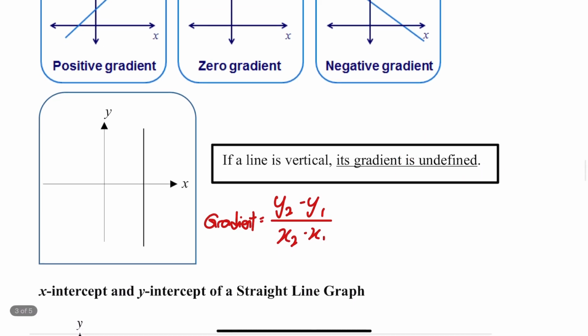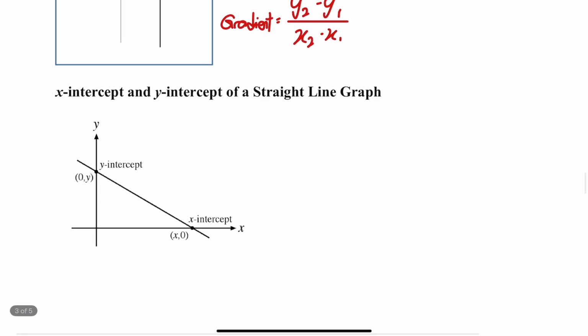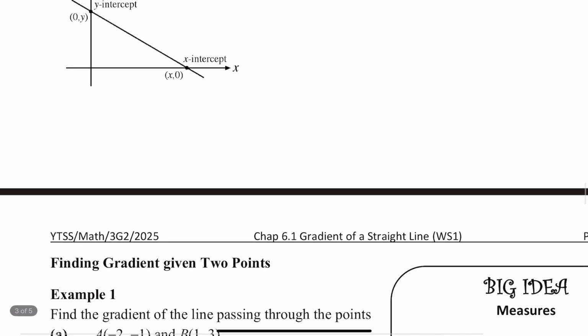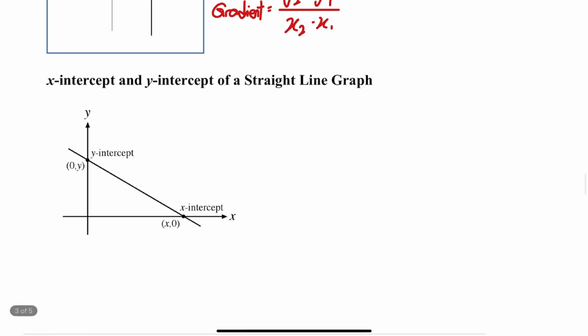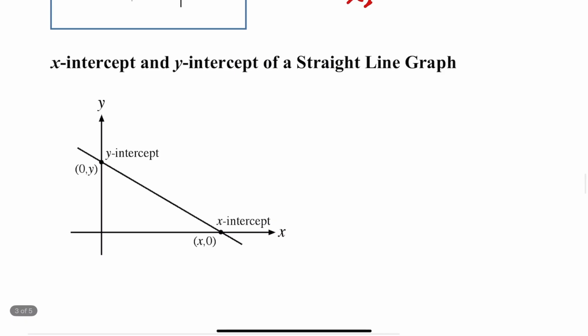Okay, so let's now look at the next part here. Before that, maybe just some important things to note. This is called your y-intercept, the part of the graph which cuts your y-axis, and the point where the line cuts the x-axis here is called your x-intercept.